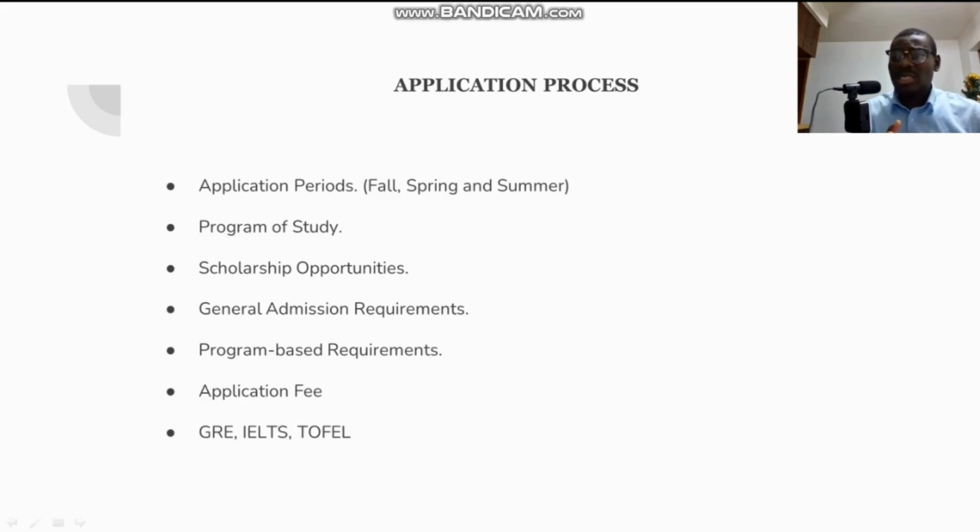But basically, it's a generalized process for almost every school. So you have to keep track of the fall, spring, and then the summer semester. So know which semester you want to get into. The program of study, very important. The scholarship opportunities. You also have to know the admission requirements, the specific program you want to pursue, the requirements, whether there is an application fee or a waiver. You also have to get that.